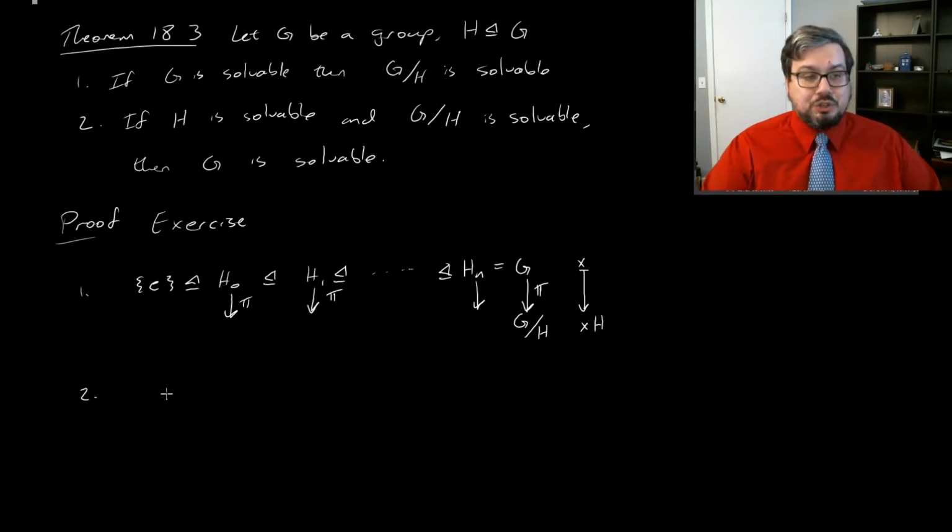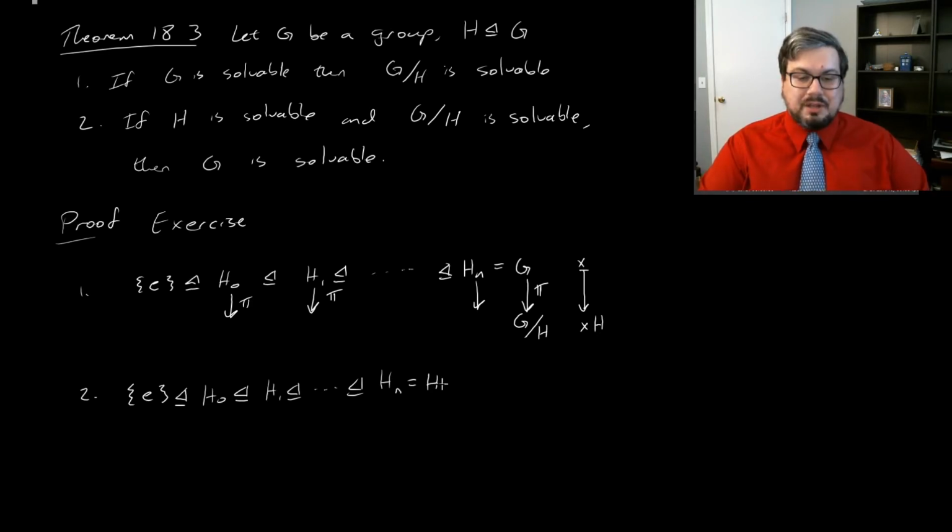Now for part 2, if H is solvable and G mod H is solvable, you want to do a similar sort of thing. So you're going to want to build up a chain of subgroups of G in 2 parts. The first part is that we know that we've got a chain of subgroups that has the properties that we want, that goes up to H, but then we need to get from H up to G.